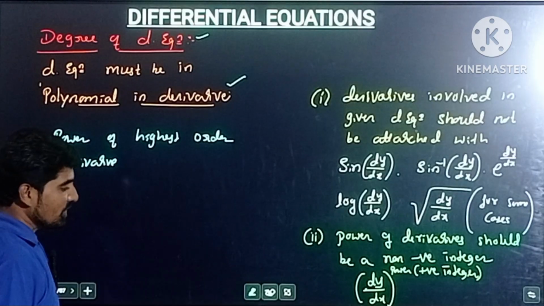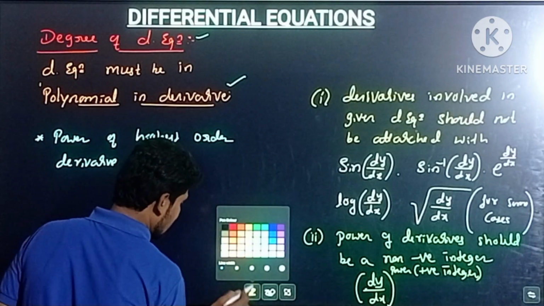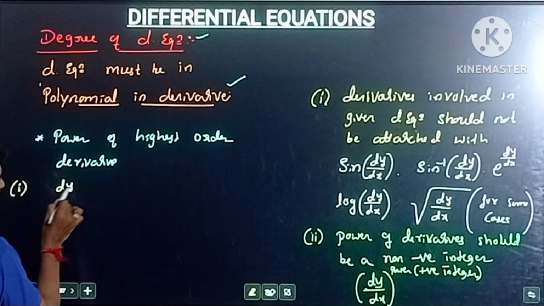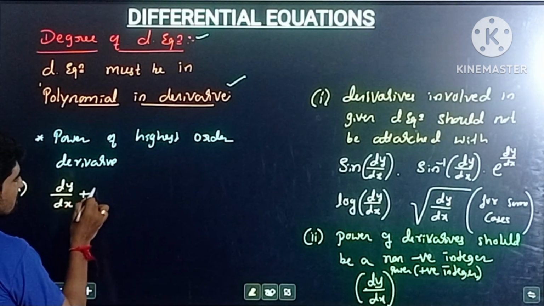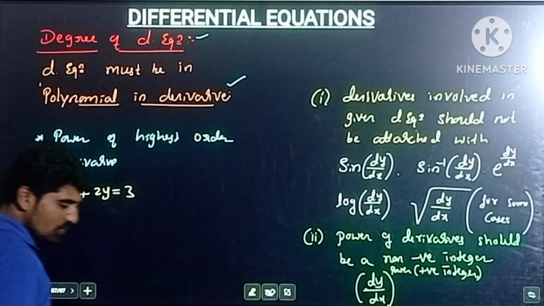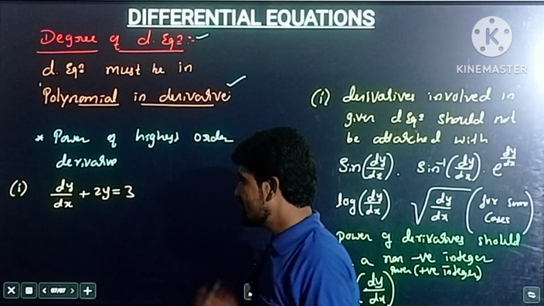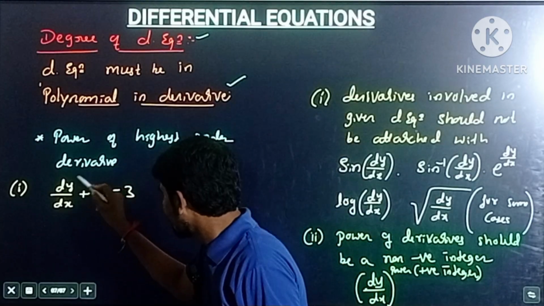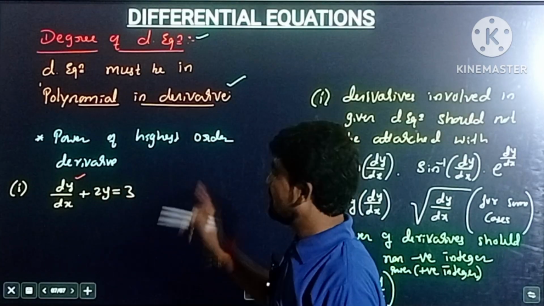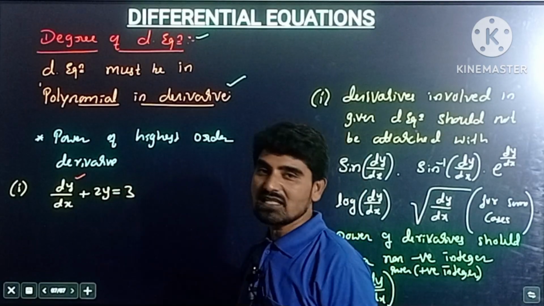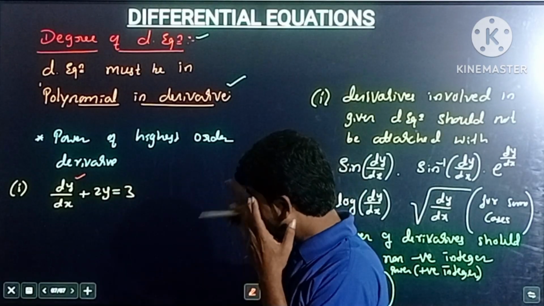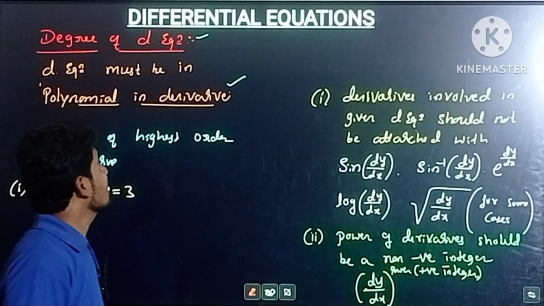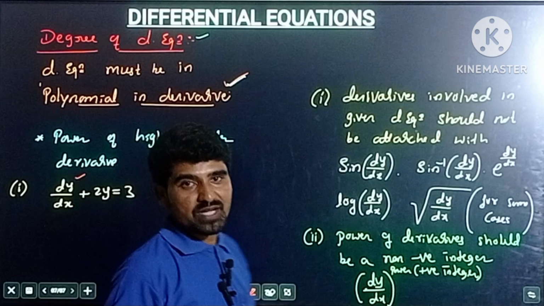I hope all of you understood. So let us consider some examples. See here, the first example: suppose the differential equation is dy by dx plus 2y equals 3. Now observe this differential equation. In this differential equation, only one derivative is used, that is the first order derivative dy by dx, which is the highest order, therefore its order is 1. And now what is the degree? To determine its degree, first we need to check whether this given differential equation is a polynomial in derivative.